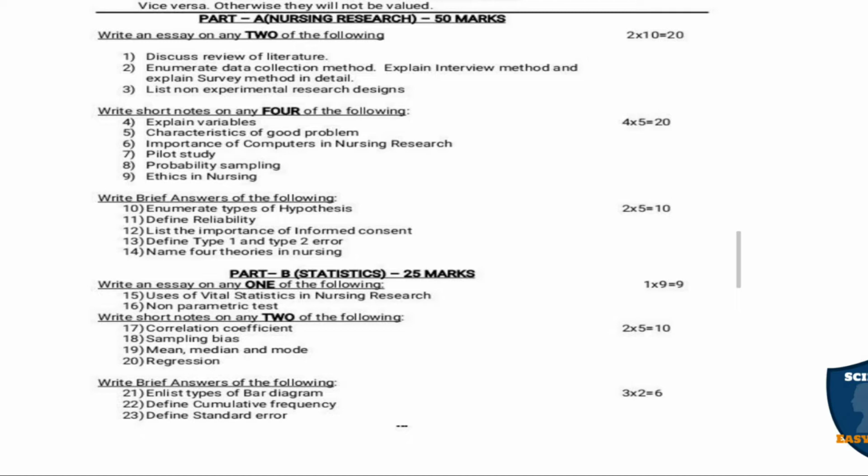Correlation coefficient. 17th question. 18th question is sampling bias. 19th question, mean, median and mode. 20th question, regression. Next is write brief answers of the following. 2 marks. 21st question, enlist types of bar diagram.